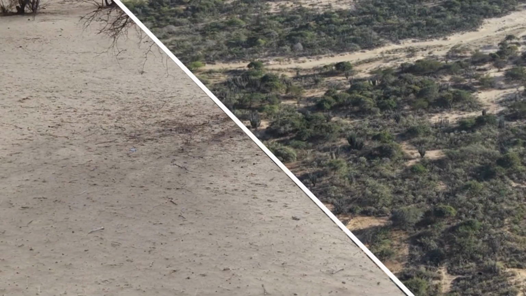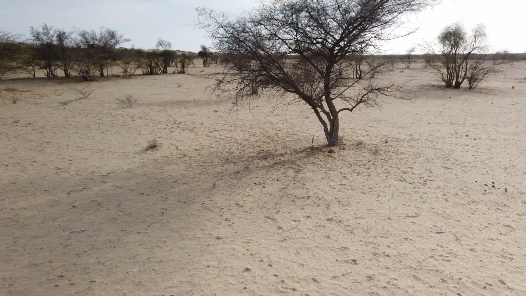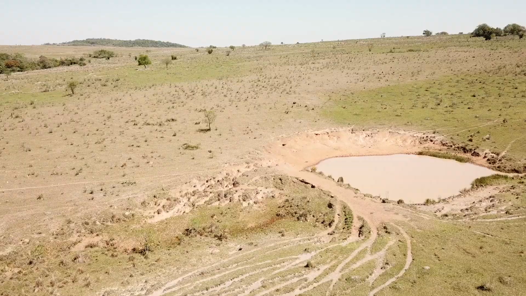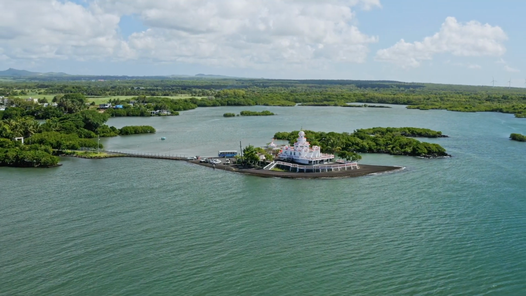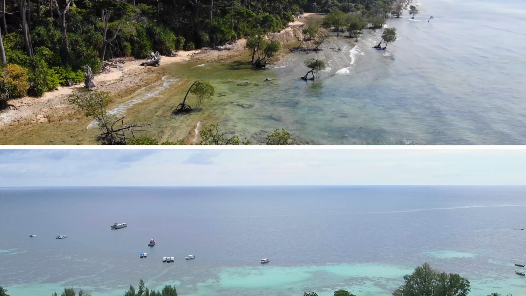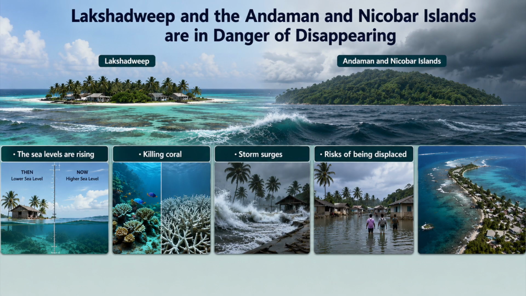I would also like to cite an example from the western part of India. As you know, Rajasthan and certain areas of Gujarat have desertification, drought, insufficient water, and loss of animals and crops. And at the end, I would like to take you to the Andaman and Lakshadweep Islands. These are in danger of disappearing. The sea levels are rising, killing the coral reefs. Storm surges are there, with risk of being displaced and weaknesses in the cities.